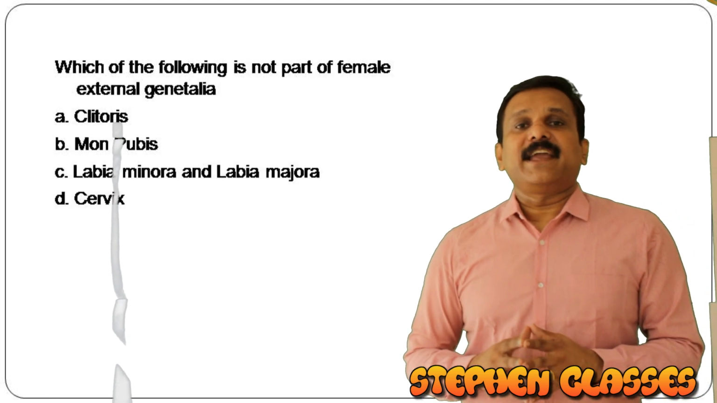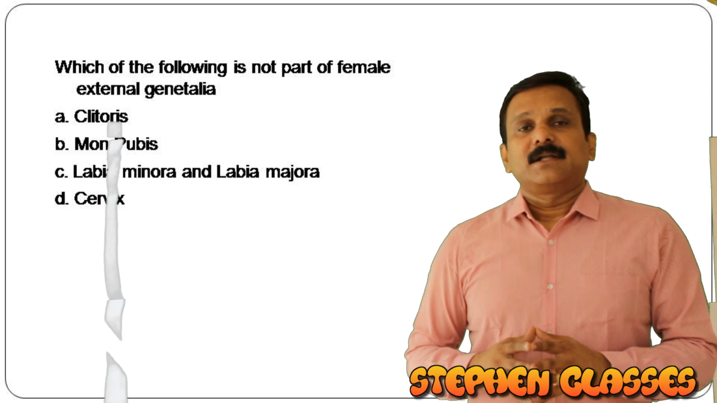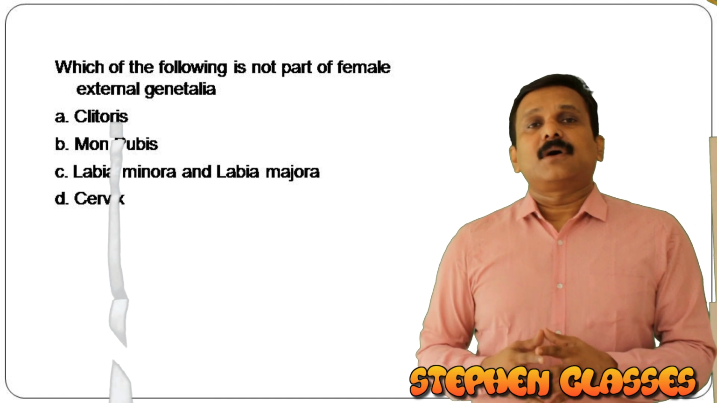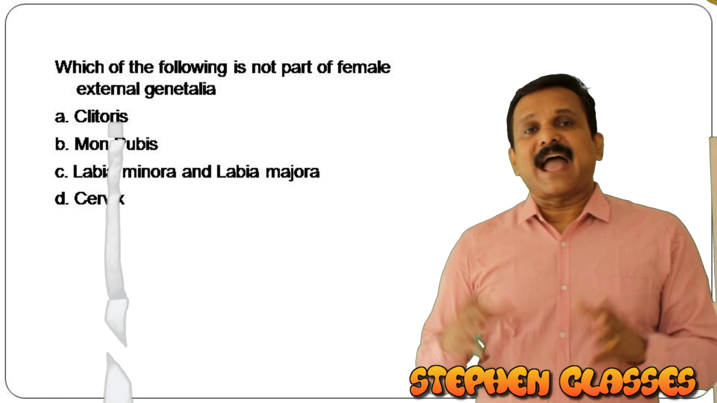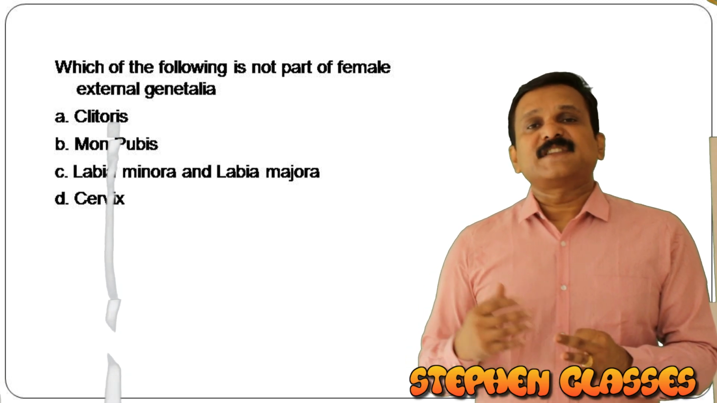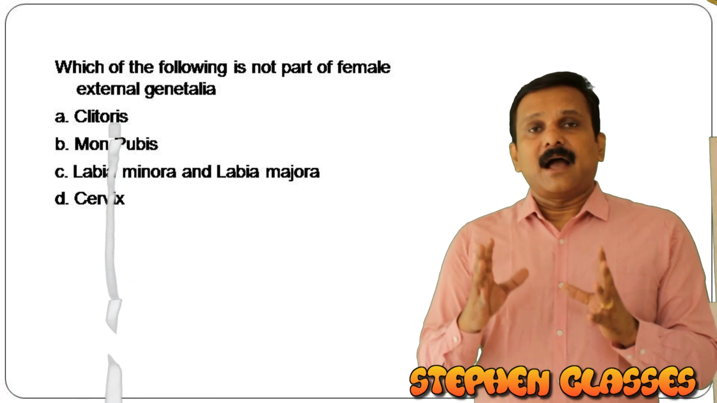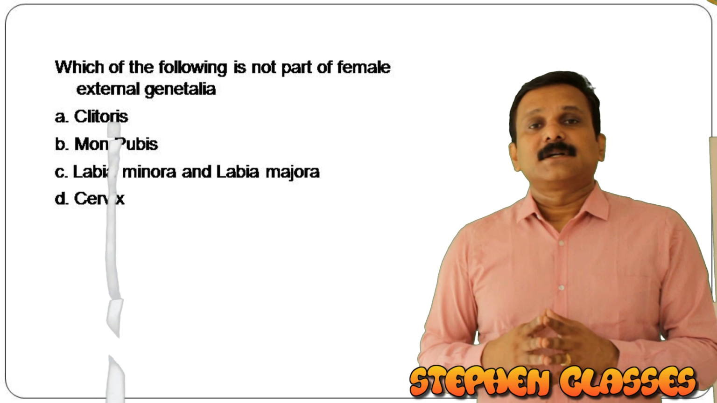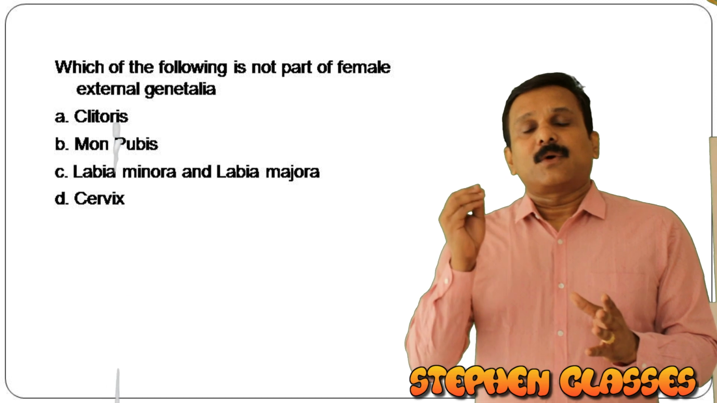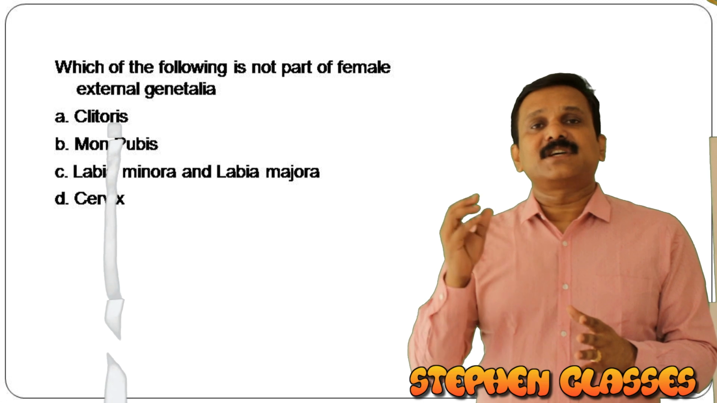Now, which of the following is not part of female external genitalia? The parts of reproductive organs which are visible outside the abdomen are called external genitalia. They have a role in reproduction in females. And clitoris, mons pubis, labia majora, labia minora, hymen, these are the external genitalia in the case of female. So here, one sentence each you have to learn by heart for these external genitalia.